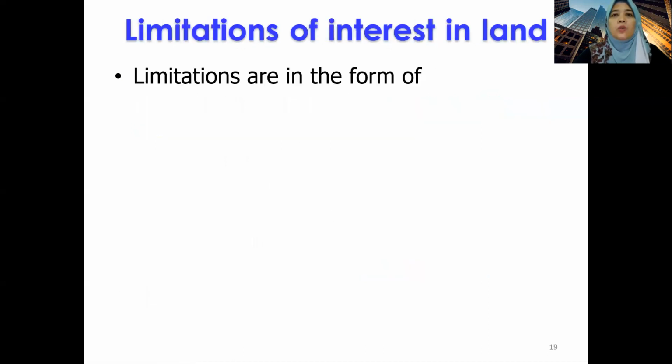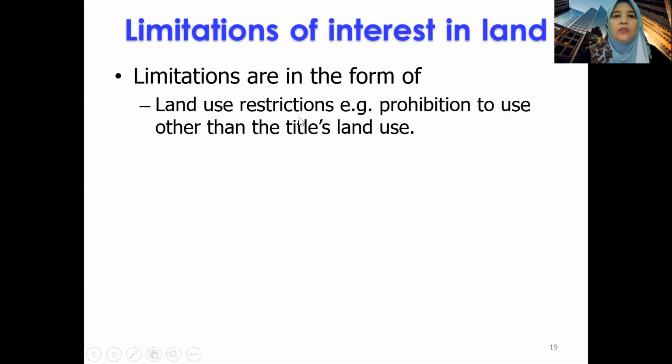Okay, so the limitations are what I've just discussed just now, right? So it's in the next slide. Land use restrictions, for instance, prohibition to use other than the title's land use. In the case of Malaysia, we have 3 types of land use acknowledged in the land title. We have the 1, agricultural use. 2, we have the building use. So building can comprise residential, commercial, institutional, and a few more.